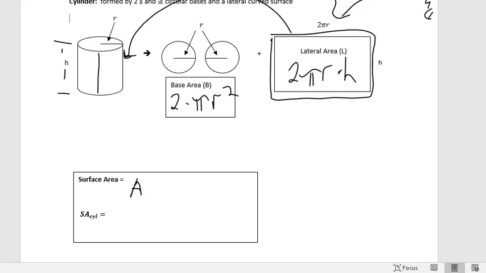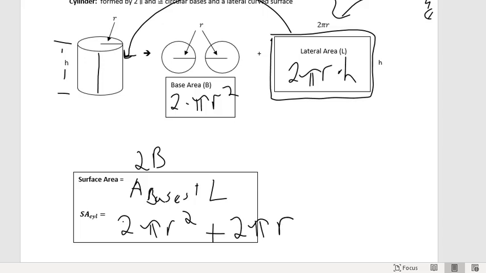Okay, so overall, we have the area of the bases plus the lateral area, L, or you could say 2b plus L, where b is the area of the base. But as an actual formula that makes it super easy to calculate, it's 2 pi r squared plus 2 pi r h. So you have to know two things. You have to know the radius of the circle of the base of the cylinder, and you have to know the height of the cylinder, and then you can find its surface area.